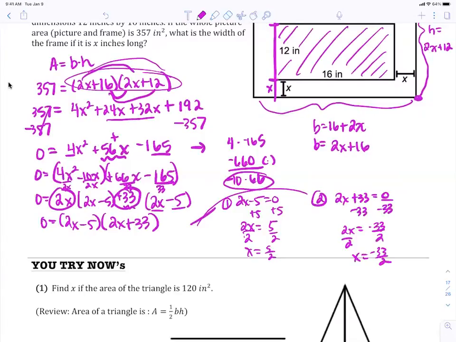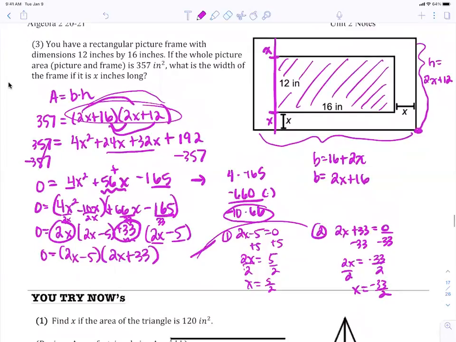Now, technically, this is the part where we would check. So we would say, okay, well, let's try plugging both of these in. Now, if x represents the frame distance, this is a case where right off the bat, I know that this one can't be it. Because if x is the width, you can't have a width that's negative.